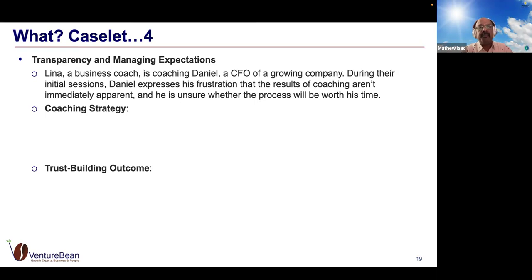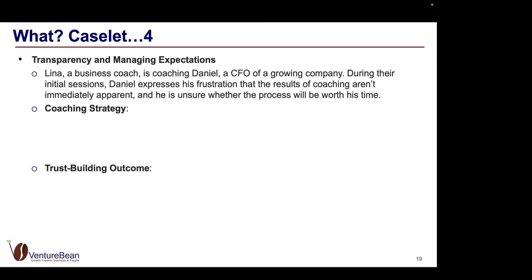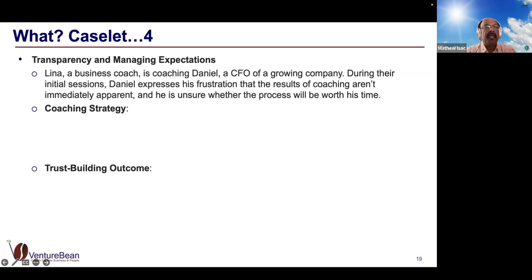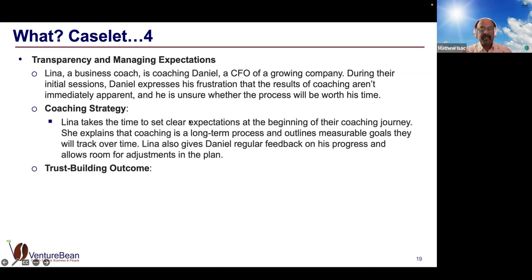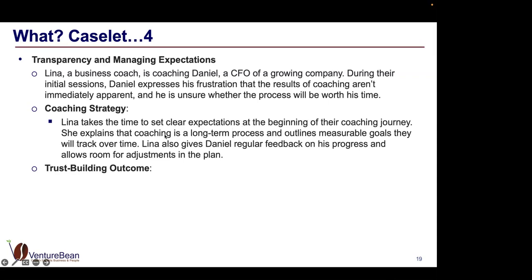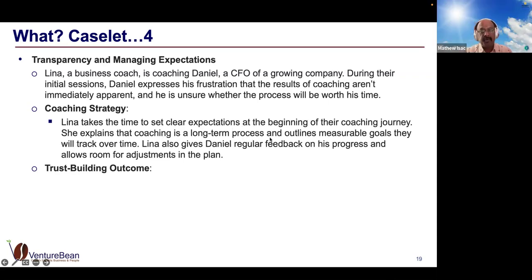Building trust does not mean making statements. It's asking open-ended questions and getting them to reflect more. First is setting the expectations. This is drawing the boundaries, which we talked about. You did this well. It's a long-term process with measurable goals. What we can do in this case is draw out more case facts. What do you think is causing your frustration? What aspects of it?